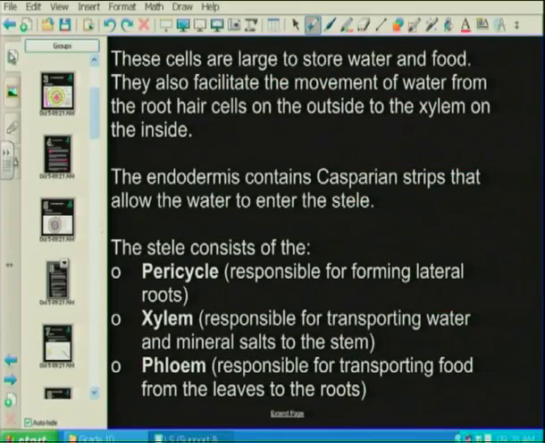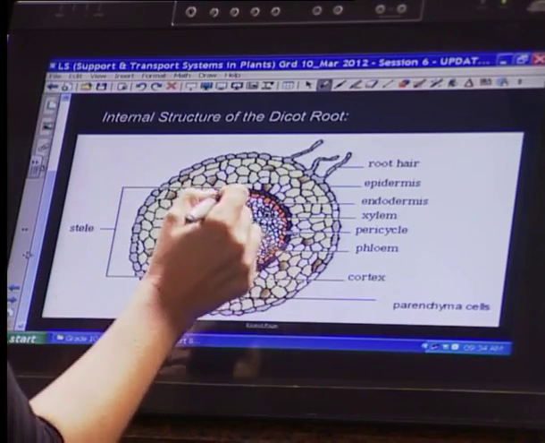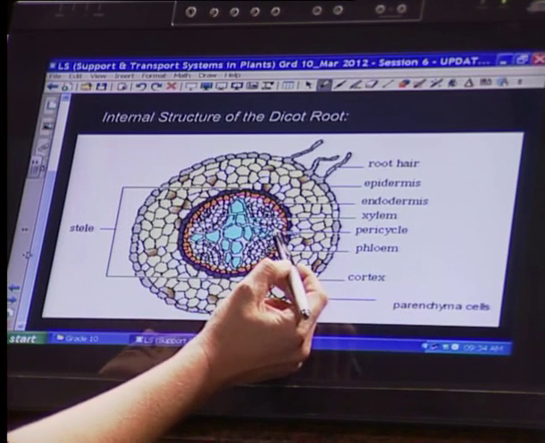Then you get your stele. And the stele consists of the pericycle, the xylem, and the phloem. Now your pericycle, if we go back to the diagram here. So this is your stele, right there. And it consists of the pericycle. Now it is from your pericycle that your lateral roots will form.